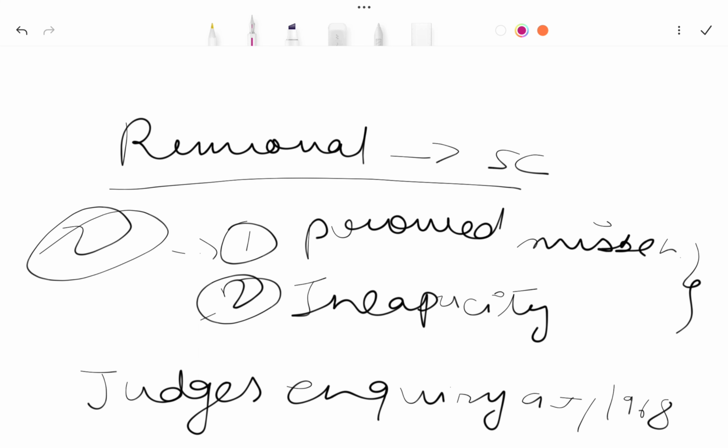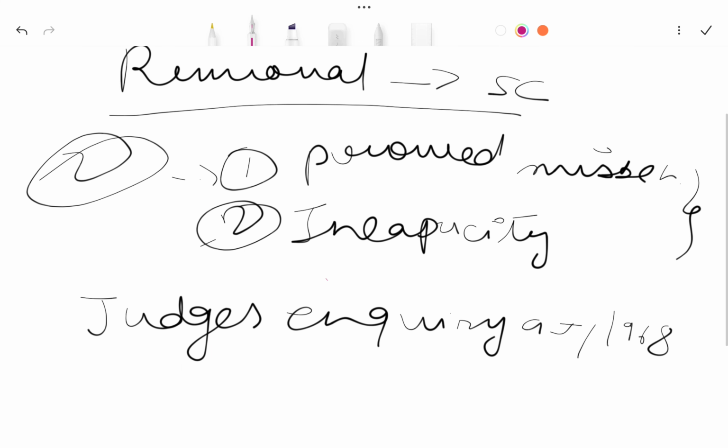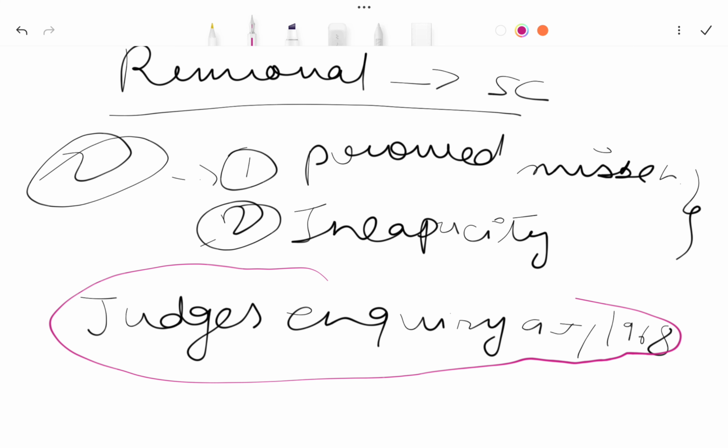Today I'm going to tell you about the removal process of a Judge of the Supreme Court. So what are the grounds for the removal of a Judge of the Supreme Court? In the Judges Inquiry Act 1968, the procedure relating to the removal of a Judge of the Supreme Court is mentioned, and they can be removed by the process of impeachment. So let us first discuss the grounds for removal.